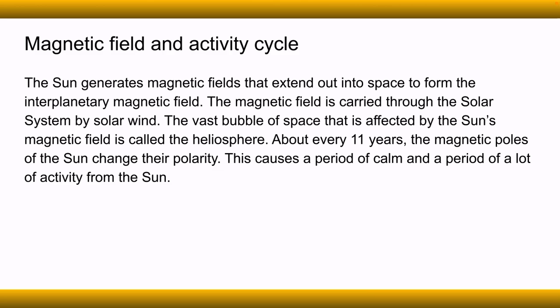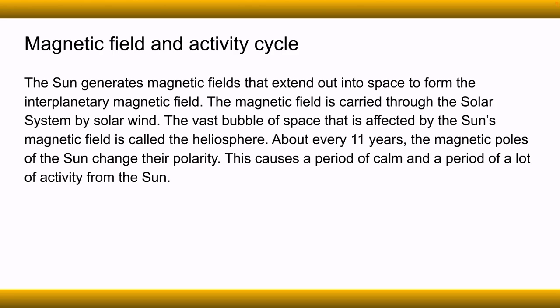Magnetic field and activity cycle. The sun generates magnetic fields that extend out into space to form the interplanetary magnetic field. The magnetic field is carried through the solar system by solar wind. The vast space that is affected by the sun's magnetic field is called the heliosphere.